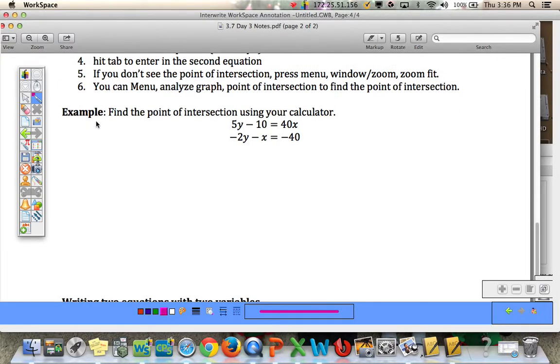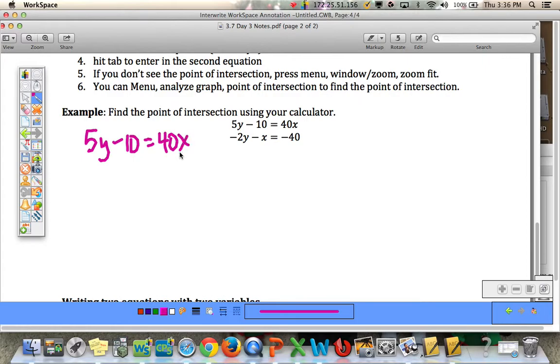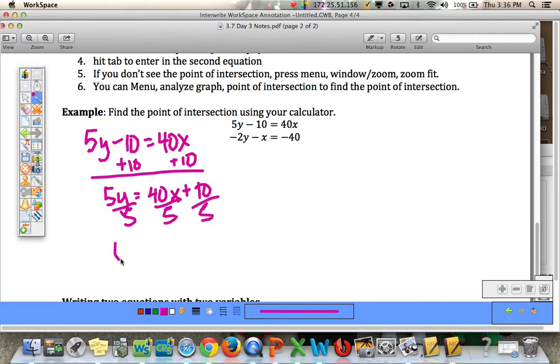First step, solve for y, get y by itself. So we have 5y minus 10 equals 40x. We want to get y by itself, so we could add 10 to each side. 5y equals 40x plus 10. Divide by 5. So we get y equals 8x plus 2. Okay, so there's the first one we'll graph.